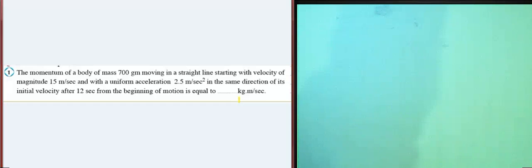In this video, we'll revise a lot of questions about dynamics for secondary 3. Look at here, question number 1. The momentum of a body of mass 700 gram moving in a straight line starting with velocity of magnitude 15 meter per second and with a uniform acceleration 2.5 meter per square second in the same direction of its initial velocity after 12 seconds from the beginning of motion is equal to space kilogram meter per second. We want to find what? Find the momentum.